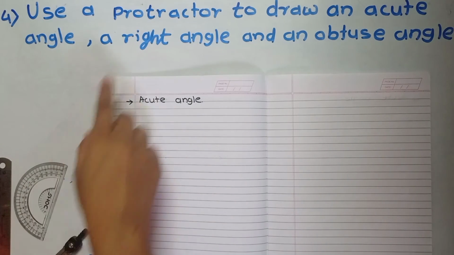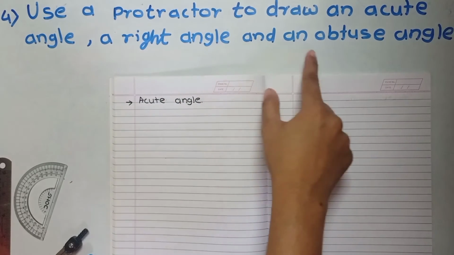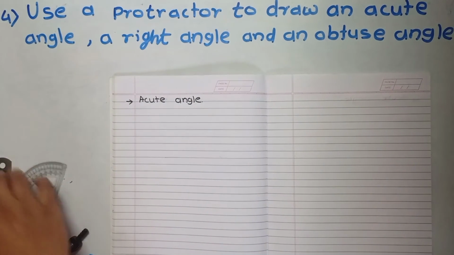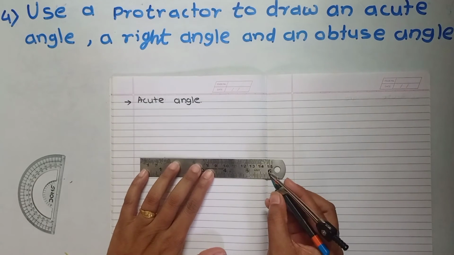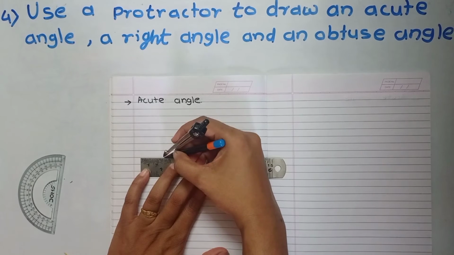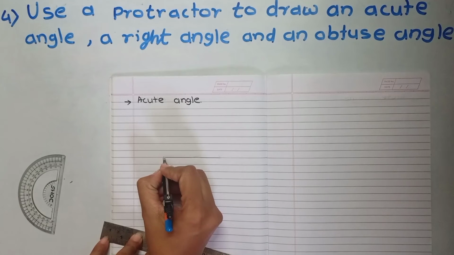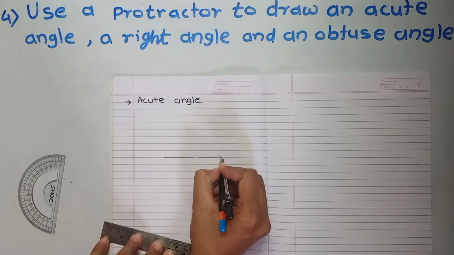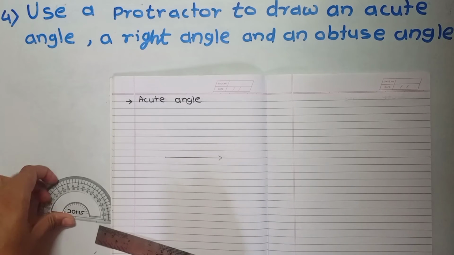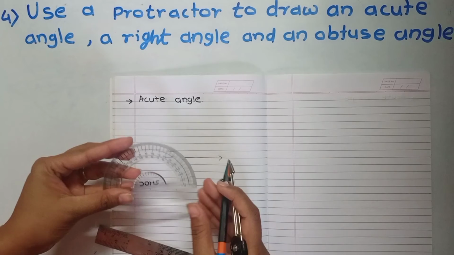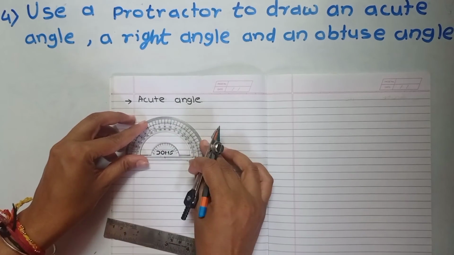Question number 4. Use a protractor to draw an acute angle, a right angle and an obtuse angle. First, you have to draw an arrow. This is the origin, and put the arrow. Then take a protractor and put the middle point at the origin of the arrow.